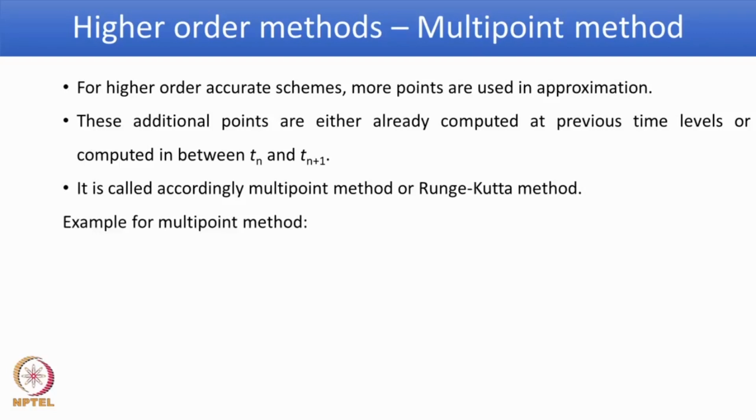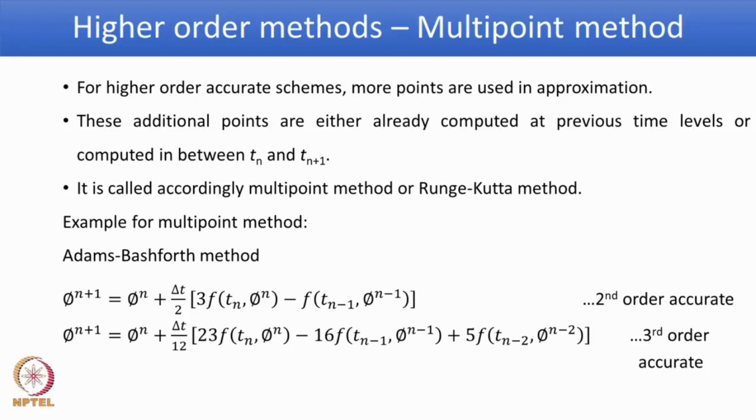One example of a multi-point method is shown here, what is known as the Adams-Bashforth method. Here again you have one predictor as well as one corrector. So, phi at n plus 1 is phi at n plus delta t by 2 times 3 times the function evaluated at time level n minus 1 times the function evaluated at n minus 1 level. Then this is actually the one-step, second order accurate Adams-Bashforth method.